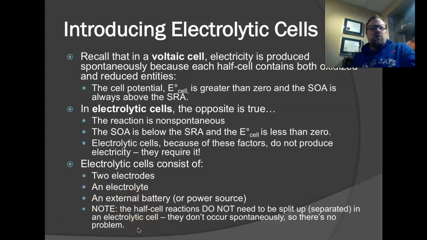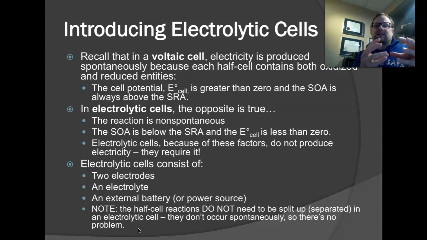I want to make a note here that the half cell reactions do not need to be split up. What I mean by that is, remember, in our voltaic cell, we would have 1 beaker and another beaker with our 2 electrodes with 2 solutions, and then a salt bridge between the 2. Well, in the case of an electrolytic cell, because the reaction is non-spontaneous, we can have those 2 things sitting together in the same solution, in the same beaker, and they won't react until we turn the power source on.